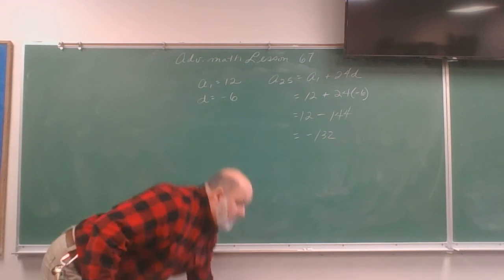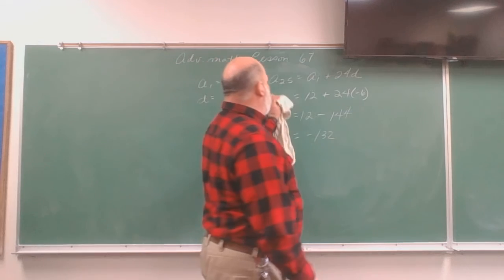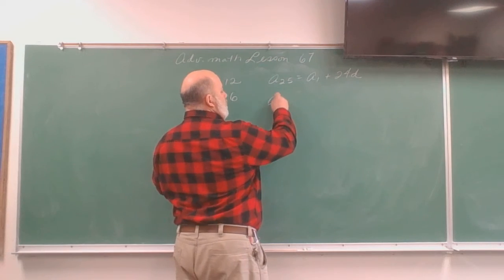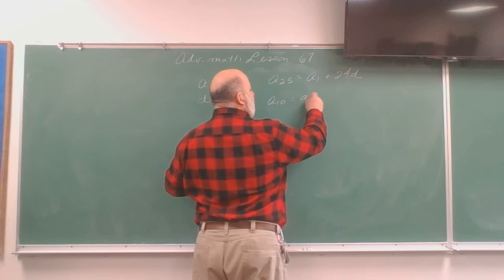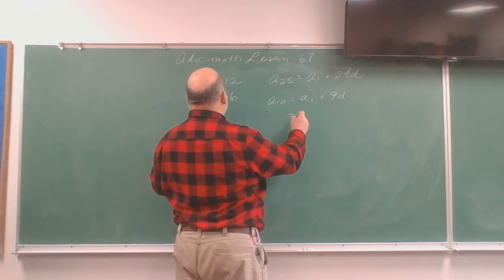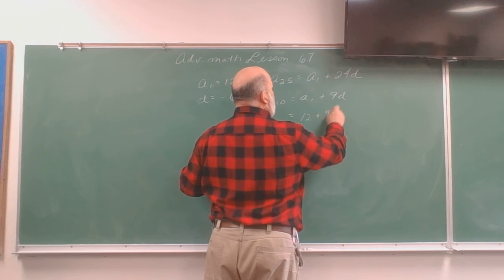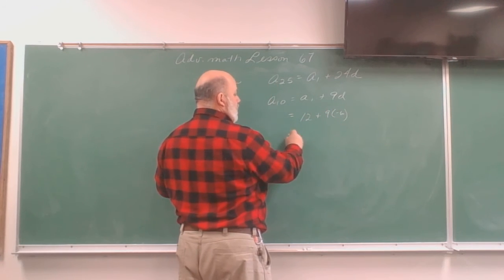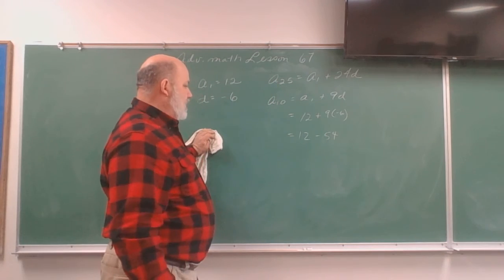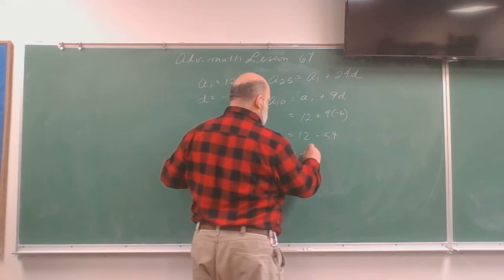I'm going to do another that's not in your book. Let's just say they said, let's find the 10th term. The 10th term will be my first term plus 9d. Well, that's going to be 12 plus 9 times negative 6. That's 12 minus 54. What is that? Negative 42.